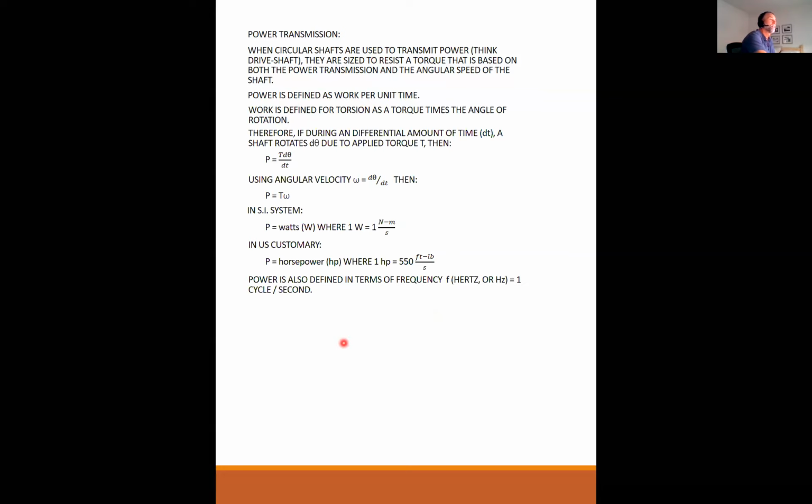Power can also be defined in terms of frequency, where f is frequency measured in hertz, and a hertz is a cycle per second. So you could do it either way. In other words, power could be torque times omega, or power can be 2 pi times the frequency times torque. Either way is equivalent.